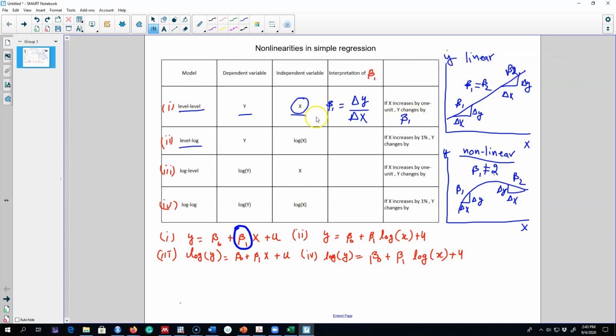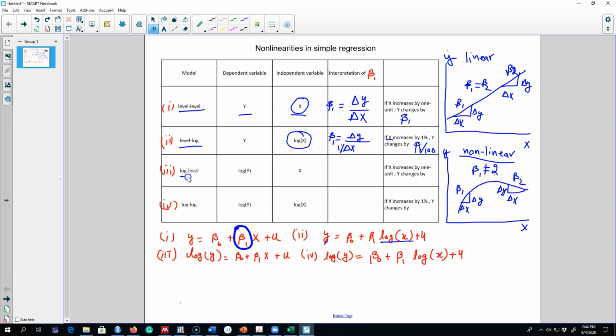Now, if your model is nonlinear in nature, the first method to transform our model is to use the level log model. If you use this level log model, your y variable enters in level, but your x variable enters in the logarithmic form. So you take the log of your x variable. In this case, the interpretation of your beta 1 coefficient will be: if x changes by 1%, y changes by beta 1 over 100.